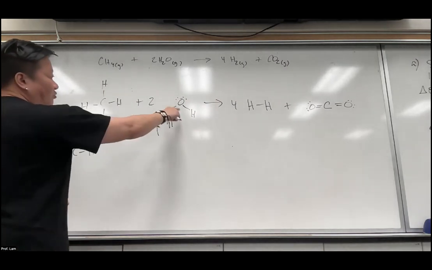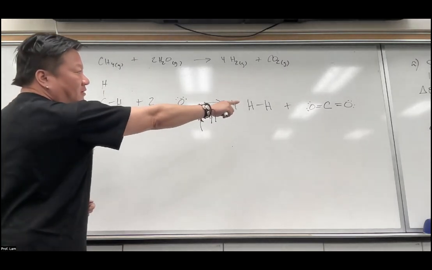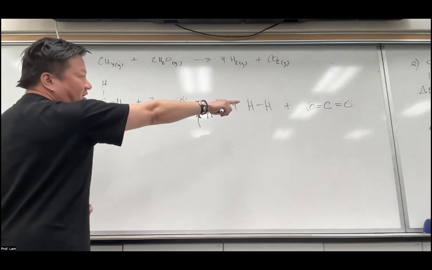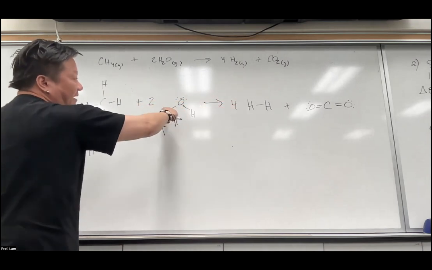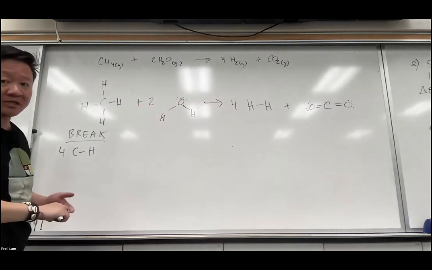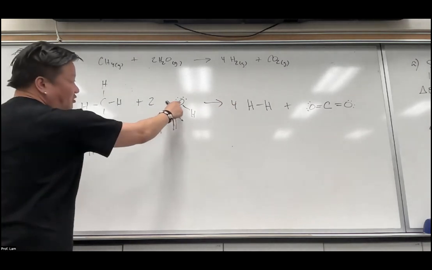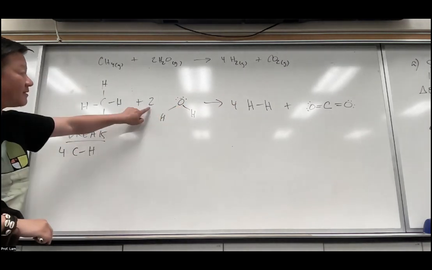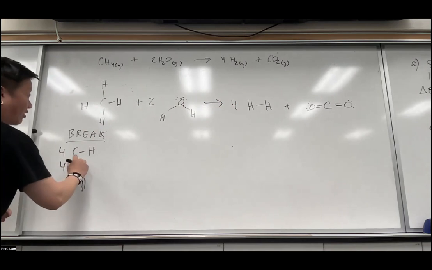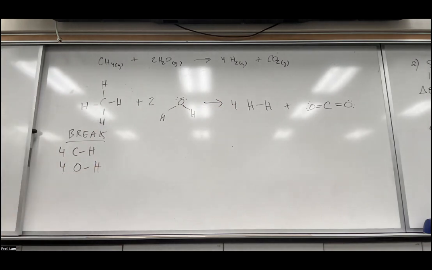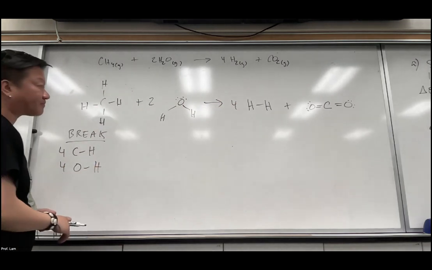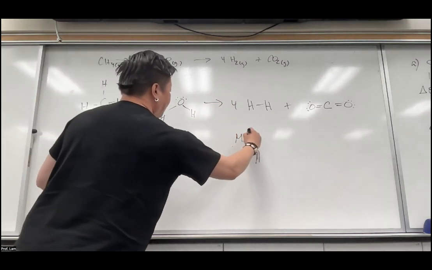And what about the water? Well, look, the water is not attached to any hydrogen on the right side. That means all of the OH bonds in water break. There's 2 OH bonds per 1 water, but there's 2 waters. So that's 4 OH bonds being broken. Makes sense, right?